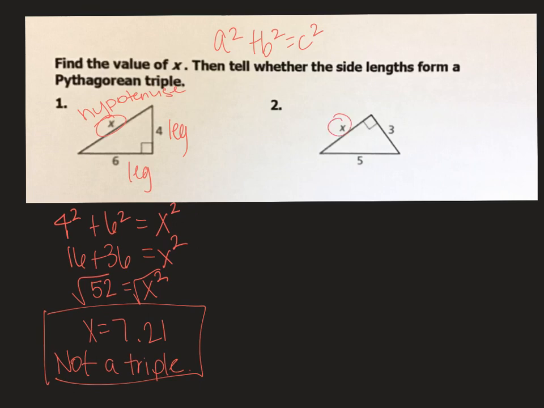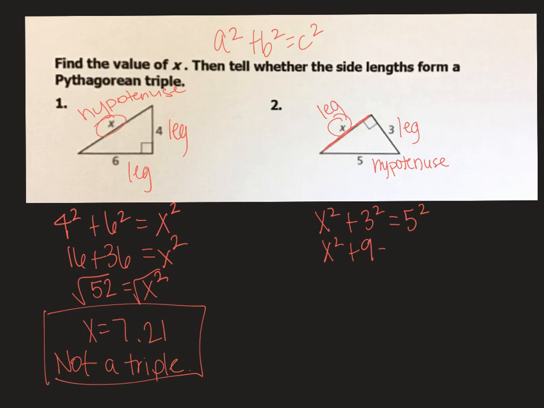Okay, so we're going to do the same thing in number 2. X, the side that we need to find, is connected to that right angle, so this is a leg. 3 is a leg. 5 is opposite our right angle, so that's our hypotenuse. So x squared plus 3 squared equals 5 squared.